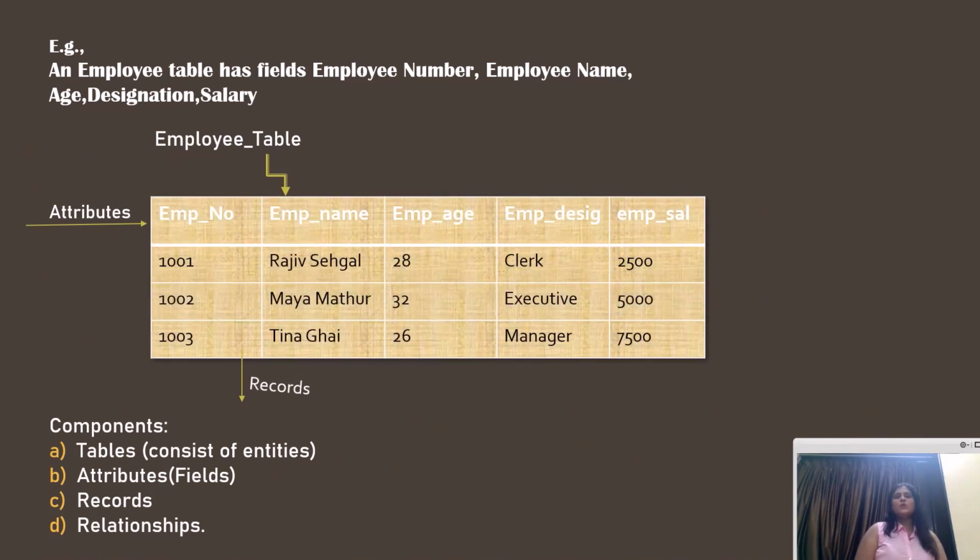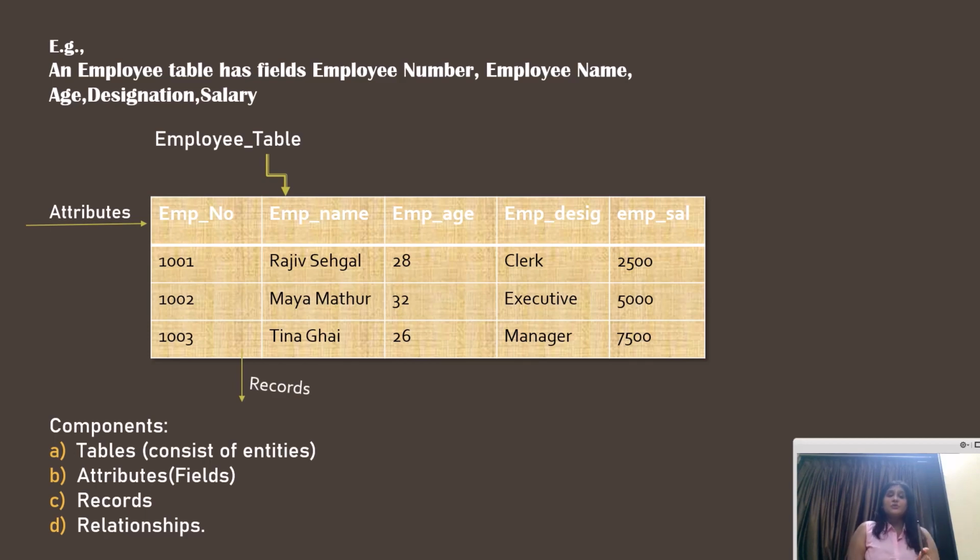As I have told you, the files are in tabular form. So this is our table. This will give the definition of components and a clear picture of the components. The components here are tables, which consist of entities. What is our entity? Entity is our employee table. So this is our entity. This is one file of our database, from our employee records.